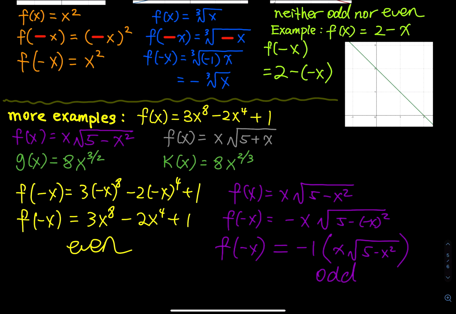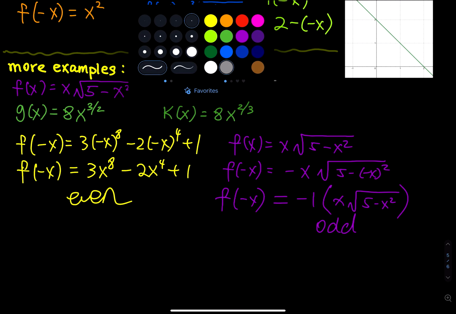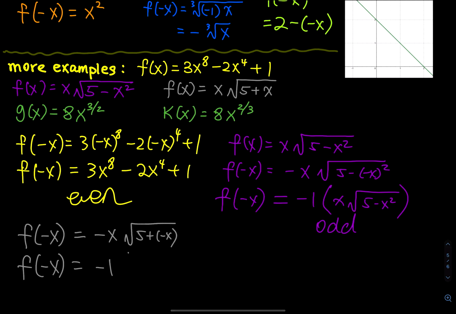So therefore, this is an odd function. Okay, how about the gray one? How about we change the function a little bit? Does that change a lot? So we have f of negative x equals negative x times the square root of 5 plus negative x. No, this is nothing. You can pull a negative 1 out like that, and then this becomes 5 minus x, not the original function anymore. So this is neither.